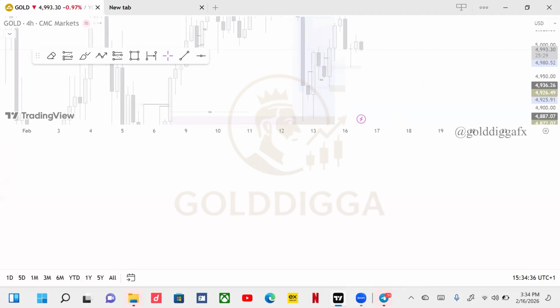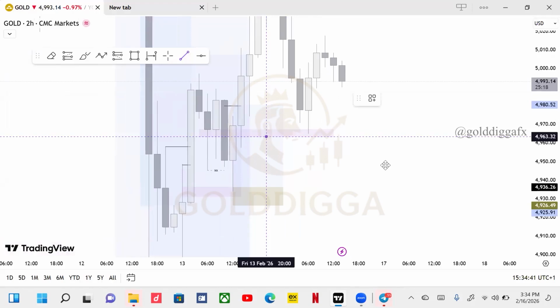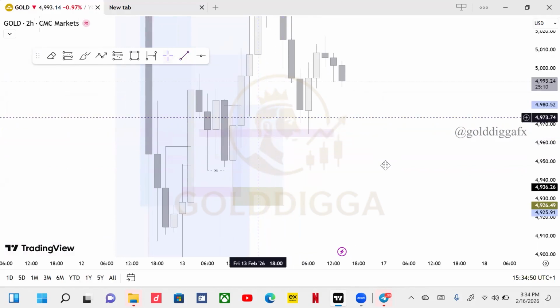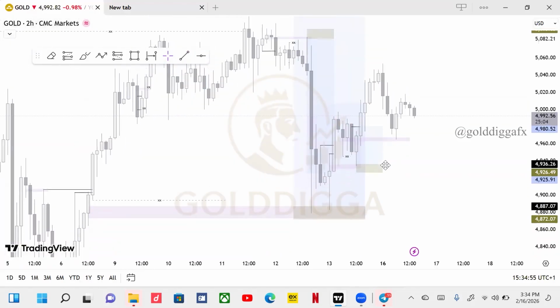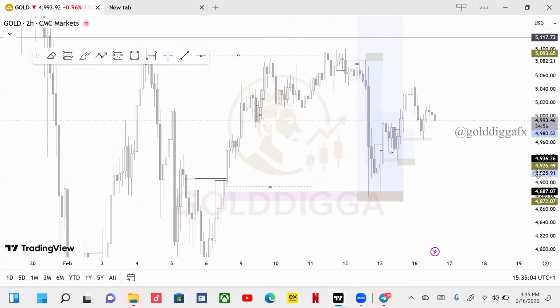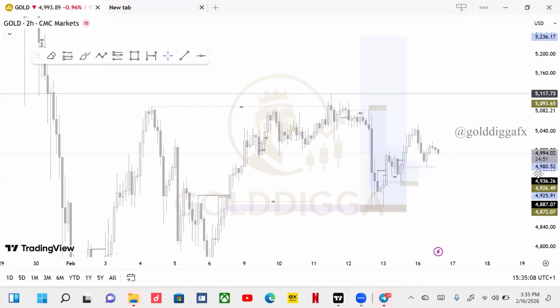So if we're reacting from there, this could be a little bit of liquidity there to me. So it could fly without coming there. So let's just see. Structure two.